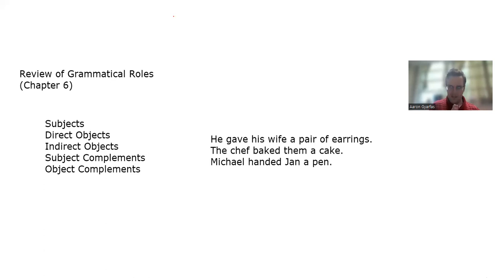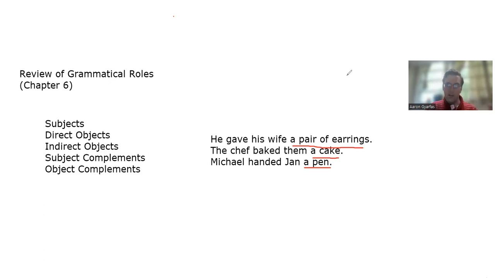For ditransitive verbs, di meaning two, we're going to have 2 objects. One will be the direct object and one will be the indirect object. And we can see that with ditransitive verbs like give, bake, hand. What did he give? He gave a pair of earrings. What did he bake? He baked a cake. What did he hand? He handed a pen. Those are your direct objects. They are directly receiving the action.